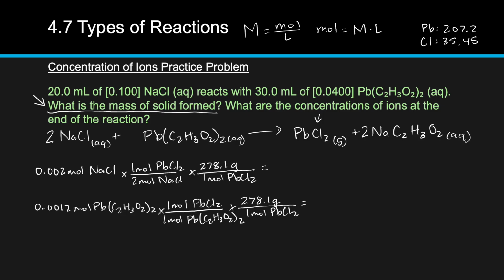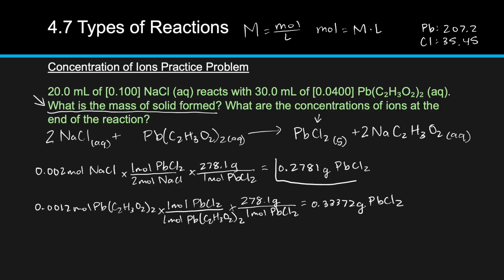So now I'm going to solve for both of these. So using the NaCl first, 0.002 divided by 2 times 278.1 is going to give me 0.2781 grams of PbCl2. And now let's do the same thing for our bottom equation. So 0.0012 times 278.1 is going to give us 0.33372 grams of PbCl2. So remember, whatever is smaller is going to be our theoretical yield.